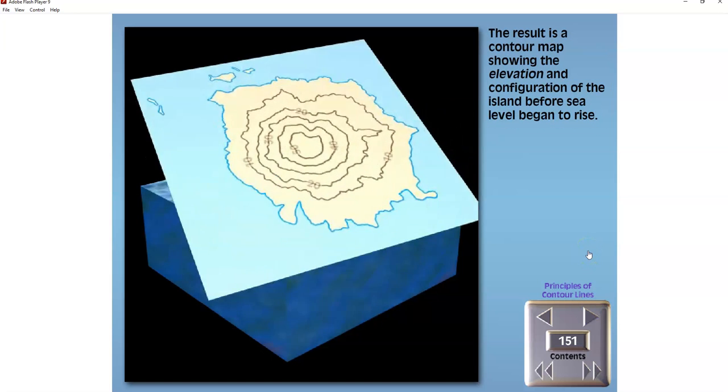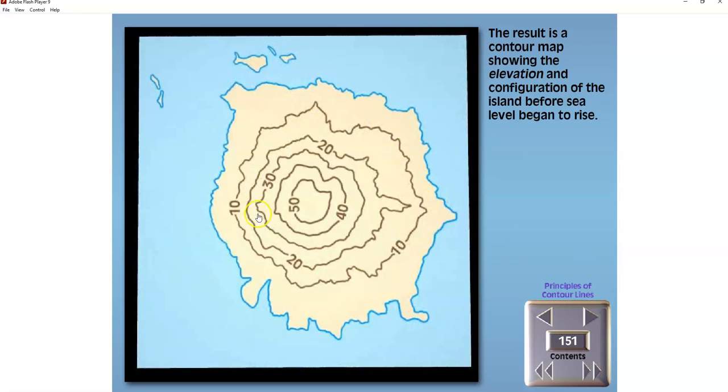The result is a contour map showing the elevation and configuration of the island before sea level began to rise. So you can see the first line out here is sea level, that's 0. And then as they filled the box or the island with water, they were going every 10 feet. So there's 10 feet, 20 feet, 30 feet, 40 feet, 50 feet. Again, that's what a topographic map shows. Just think top view. The first 3 letters of the word topographic spell top. So you're looking down, a top view down onto Earth, using lines to show elevation, contour lines.